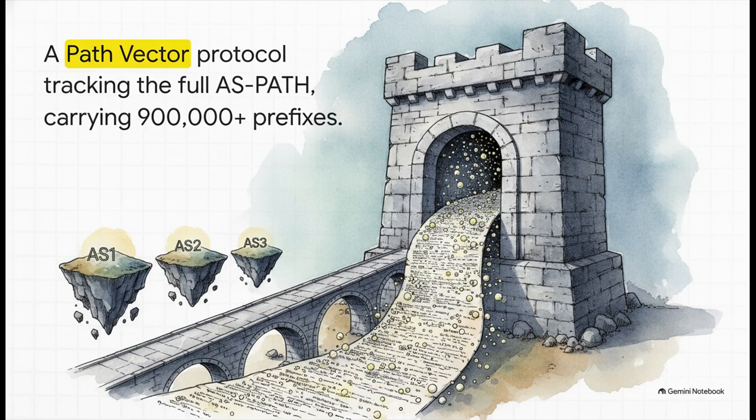BGP doesn't care about raw speed at all. It's designed entirely for stability, reliability, and policy enforcement. And it absolutely has to be stable because it currently carries the massive routing table of the entire internet, tracking over 900,000 active IP prefixes.